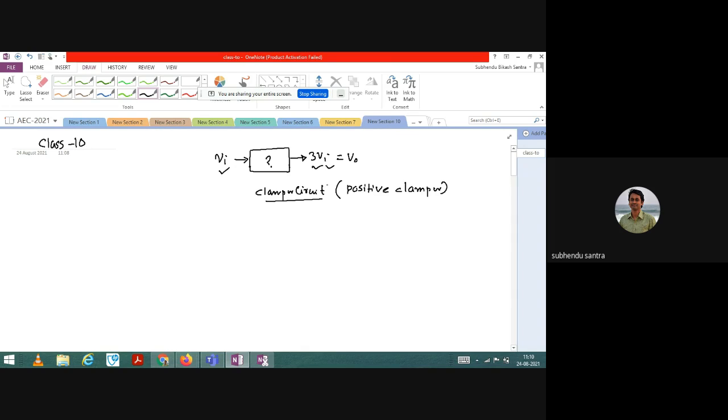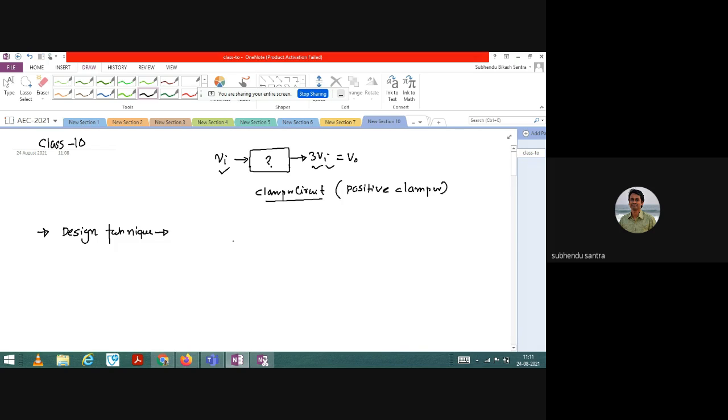In the previous class, when I discussed the clamper circuit, you can find that I did this, and let us understand the philosophy, the design philosophy and design technique. If you understand the technique properly, then you can apply it to any level of voltage multiplier.